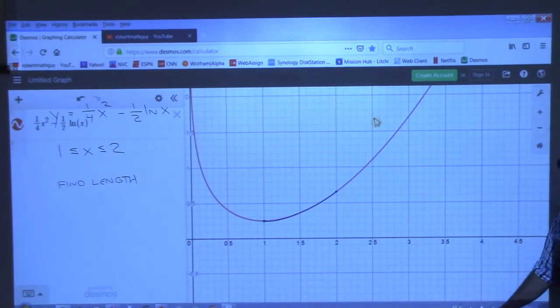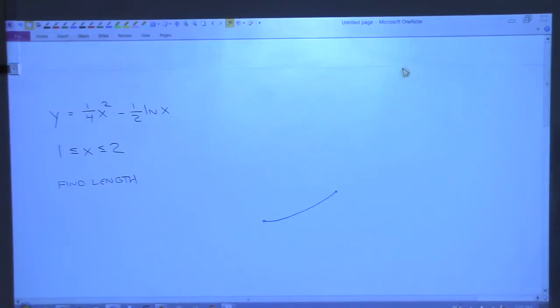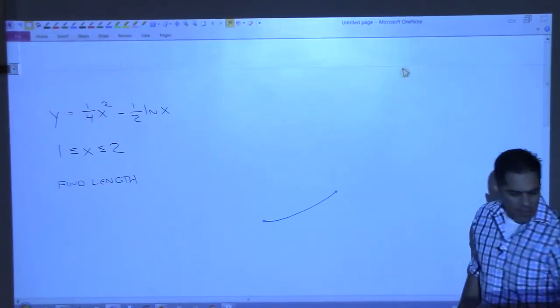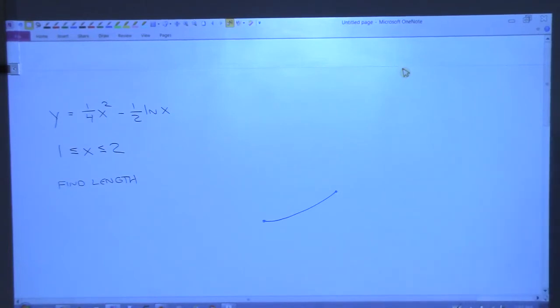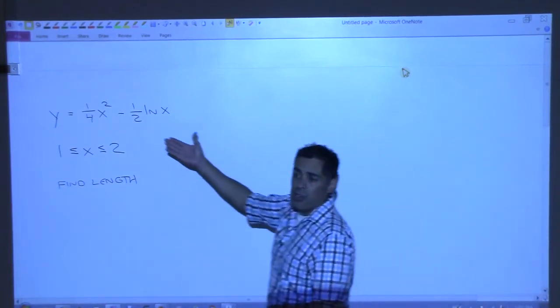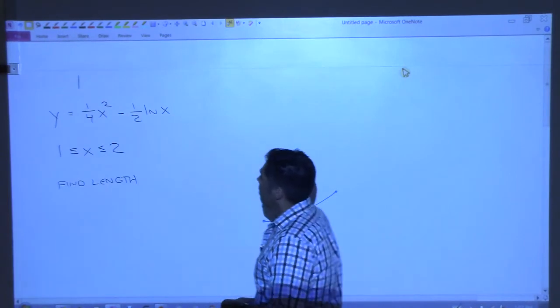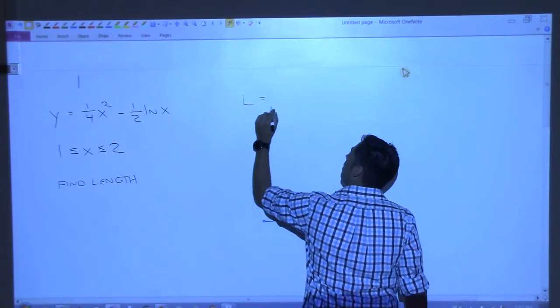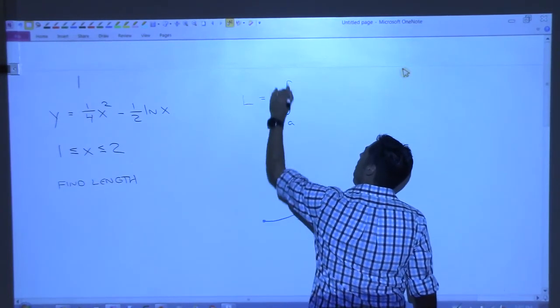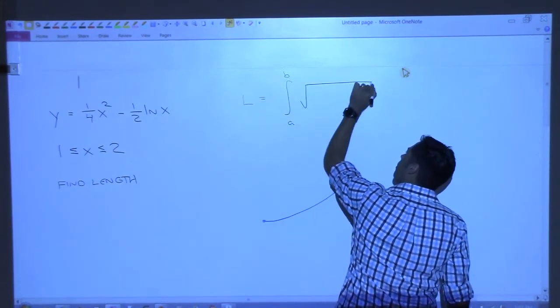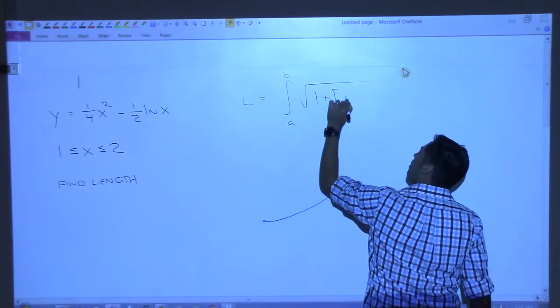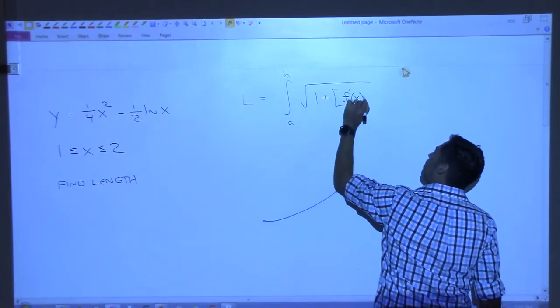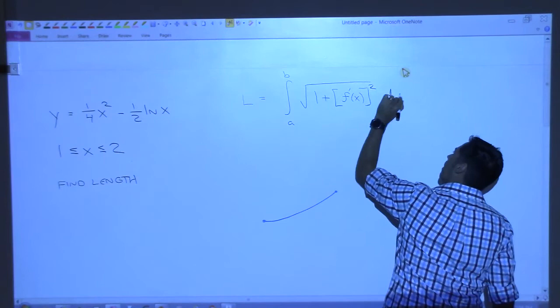So we need to establish a few things. With the two formulas that we have, which of those do you think would be better for this problem? The dx one, right? Because this is a function of x already. So I want to use this formula. I want to use the fact that the length is equal to the integral from a to b of the square root of 1 plus the derivative of f with respect to x, that derivative squared, dx, all right?